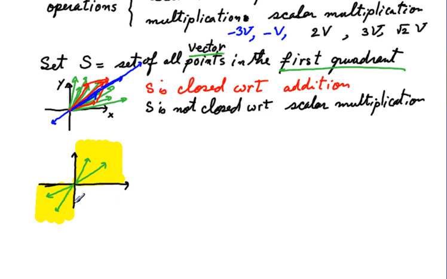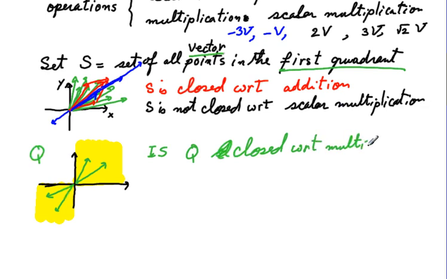Is that closed with respect to multiplication? So let's consider this set, call it Q. The question is, is Q closed with respect to, again, we're just simplifying, multiplication, meaning scalar multiplication? What is your answer? Yes, it is. If I double any of these things, they stay inside this yellow region. If I take one of these things and multiply by a negative, it simply goes to the other side.